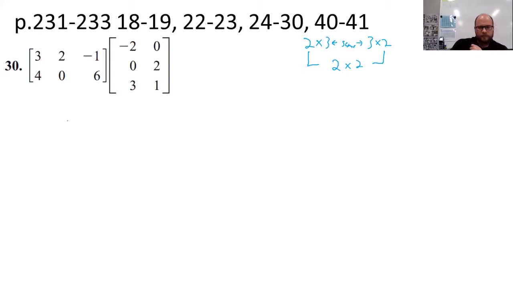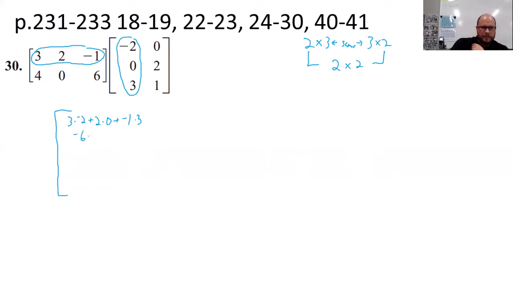So we have first row by first column. Three times negative 2 plus 2 times 0 plus negative 1 times 3. That's going to be negative 6, 0, and negative 3. Total of negative 9. So in my new 2 by 2, that first corner is negative 9.